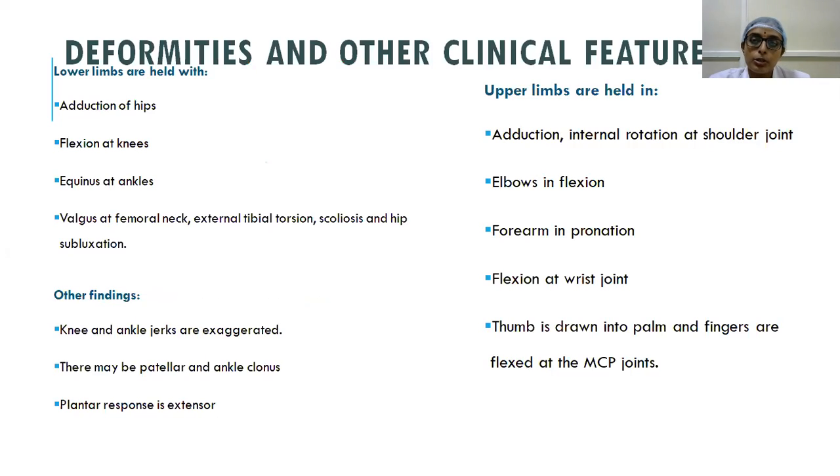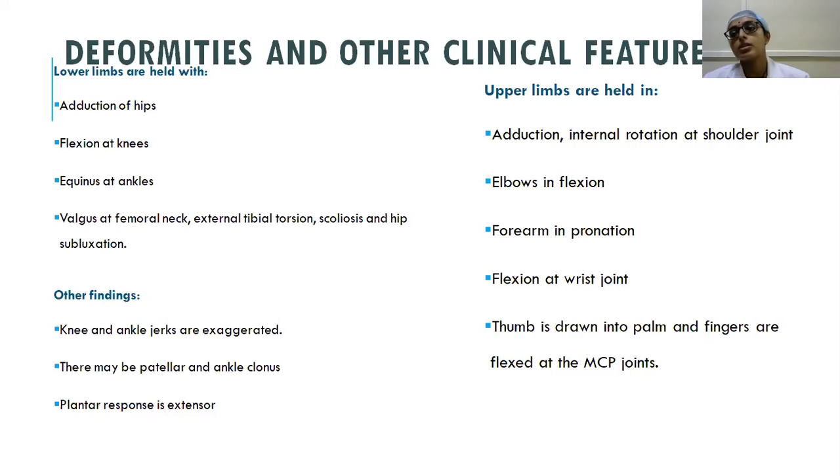So coming to different deformities and other clinical features, coming to the lower limbs, the hips are held in adduction because of the adductor spasm, flexion at the knee joints, and equinus deformity at the ankle joint. And because of the imbalance in the muscle pull, there will be deformities of the femoral neck, valgus angulation at the femoral neck, which I am going to show in the subsequent slides.